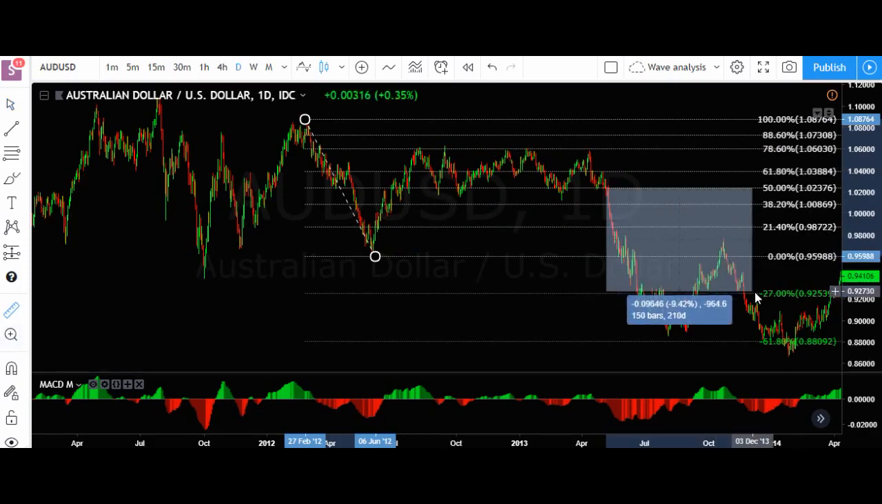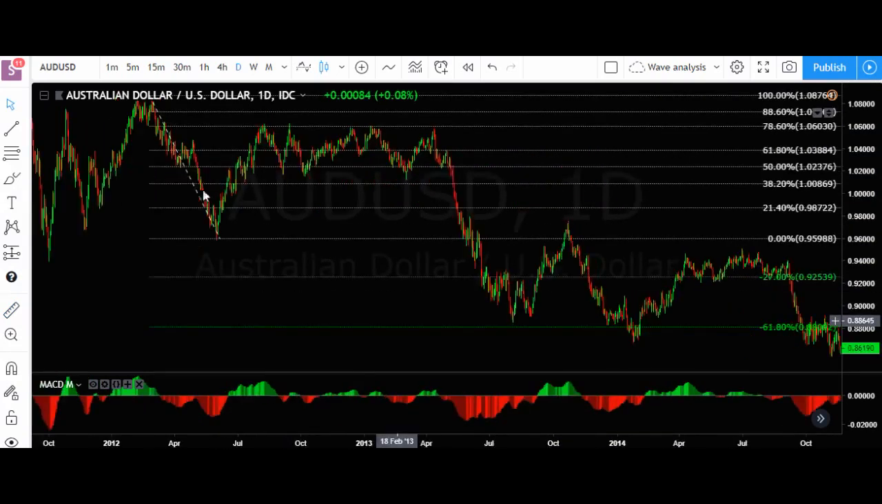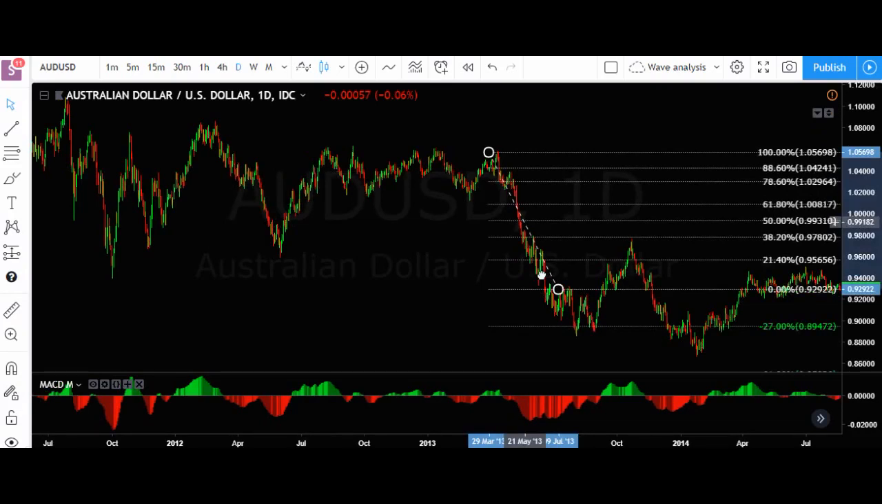Once again, very good pips that you could have gotten. Once again, 990 pips. So let's continue, and then our next impulse would have been this impulse over here.